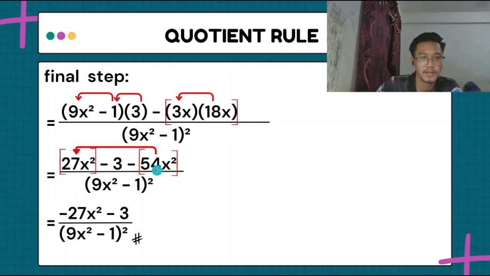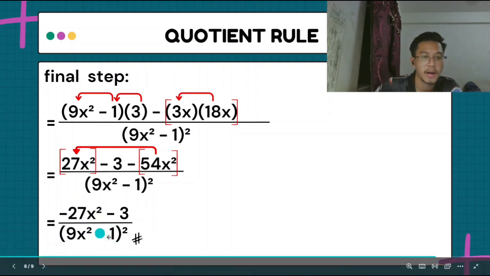So next we're going to find the other partners, because there's 2 x squared. So 54x to the power of 2 minus 27x to the power of 2, so it will become 27x to the power of 2. And the answer is negative 27x to the power of 2 minus 3 over open bracket 9x to the power of 2 minus 1 close bracket squared.